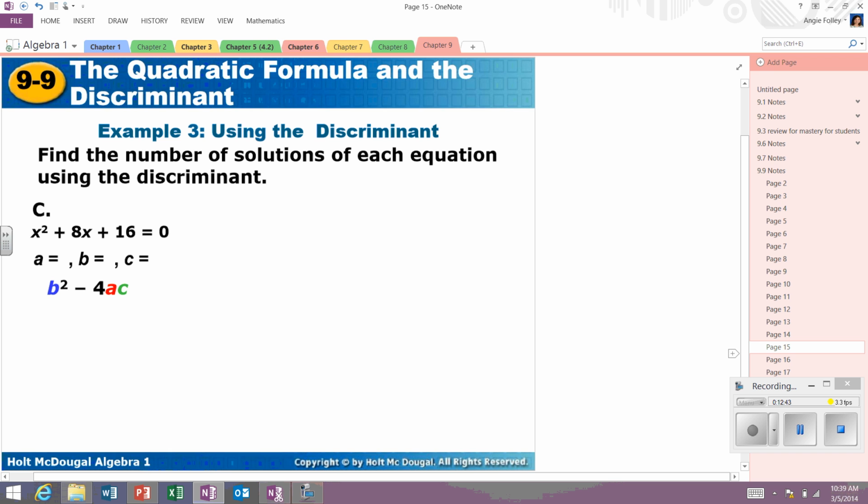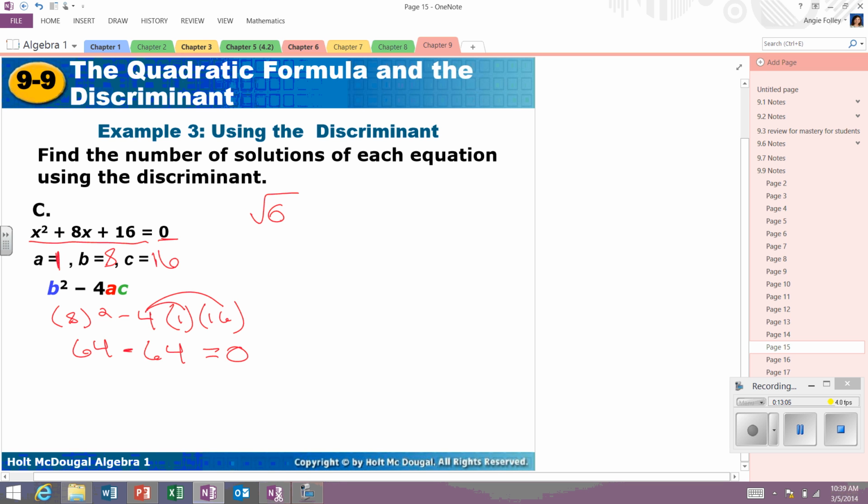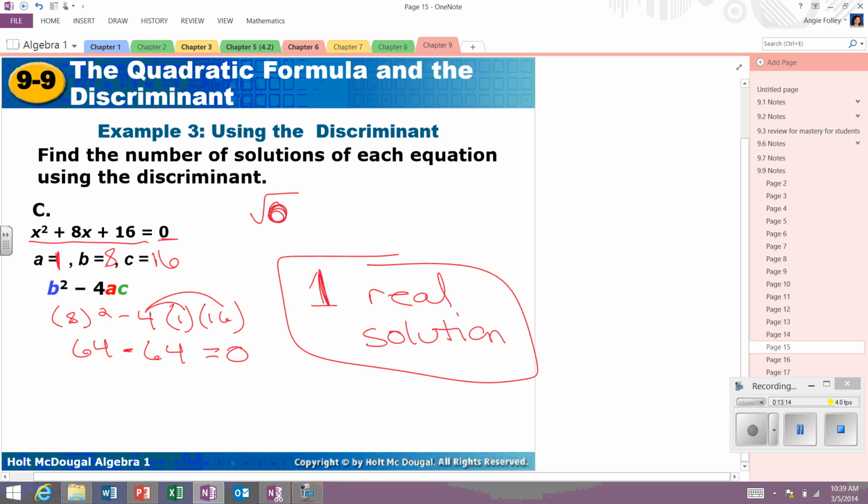Okay, one more. Everything's already on one side, set equal to 0, so my a value is 1, my b value is 8, and my c value is 16. I'm going to plug that in. So I get 64 minus 4 times 1 is 4, and then 4 times 16 is 64. So I get 0. If I have a 0 under the radical, that is one real solution. So I will only get one real solution if I had solved this using the quadratic formula.